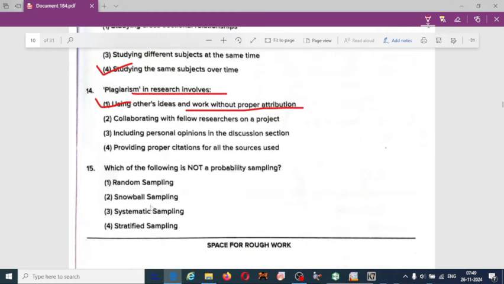Which of the following is not probability sampling? If you read carefully, random, systematic, stratified, all are probability sampling. So snowball sampling is not related to probability sampling. Second option is correct.